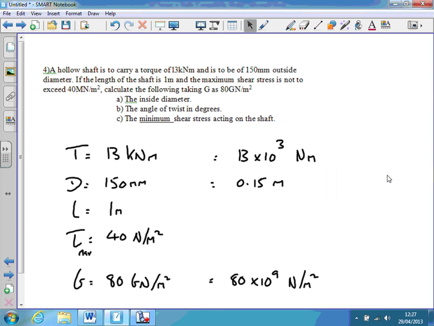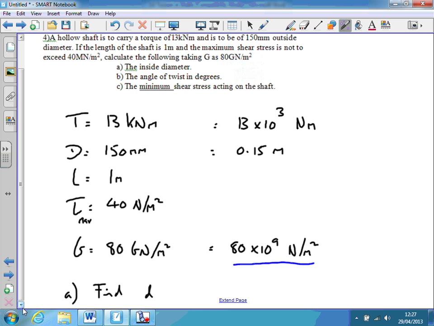So, torsioning shafts, tutorial question number 4. Again, extract the information. So we're given the torsion, which we now give appropriate units, the outer diameter, the length, the maximum shear stress that can be exerted, and the shear modulus. Again, in the appropriate units. And we've got to find in part A, find little d.